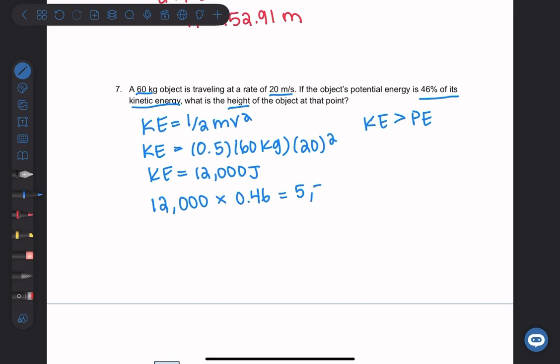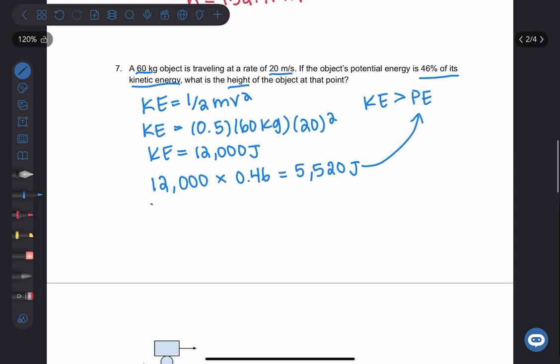And your potential energy should be 5,520 joules. Okay. Now we want to use this equation to find the height of the object.